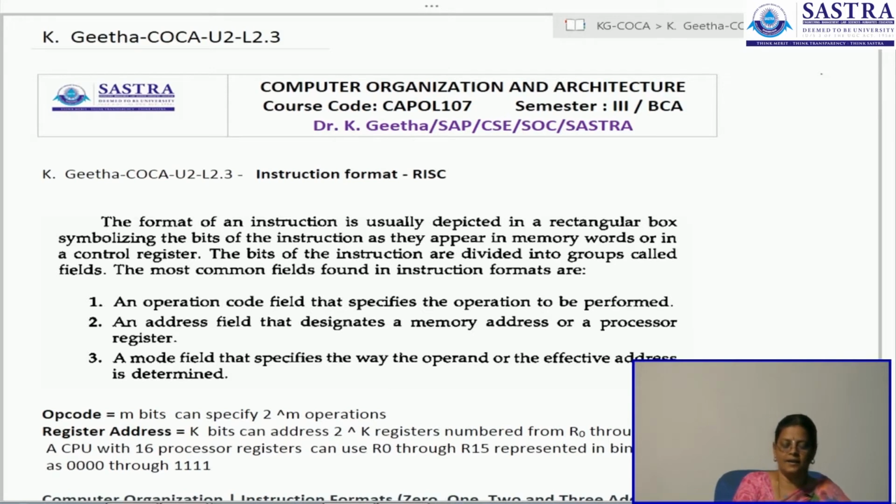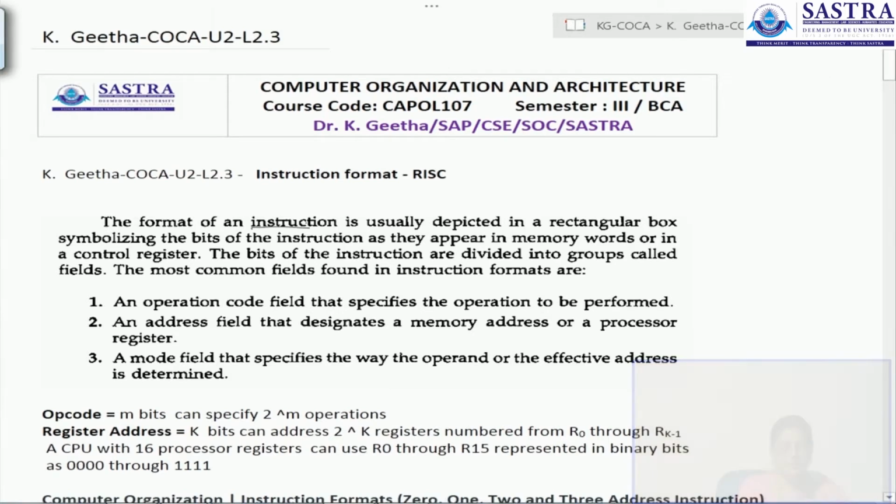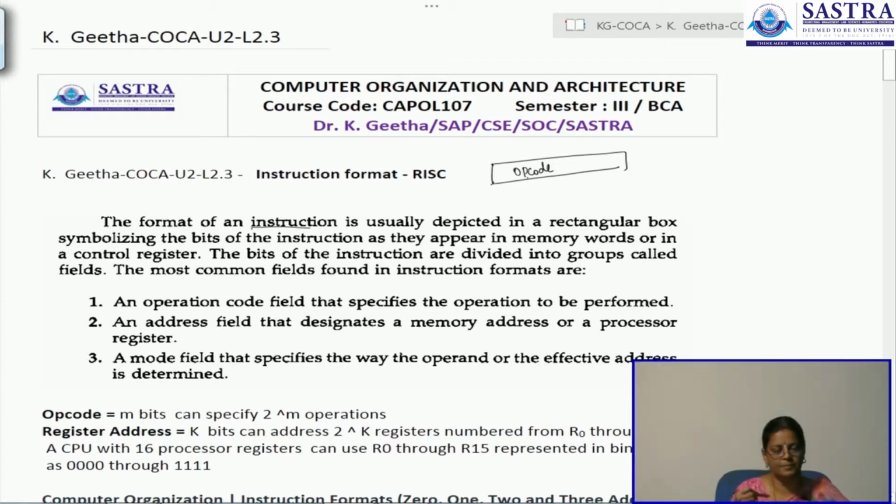If we take any instruction for that matter, the three important components of an instruction will be the opcode, which specifies what is the operation to be done. This operation is to be done on some data, so where this data is available, we specify the address of the data. That is the second important piece of information, and apart from this we also provide the mode. The mode specifies the way in which the effective address is going to be calculated for the operand.